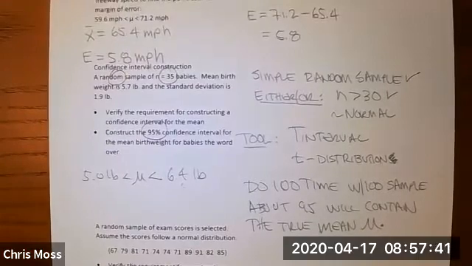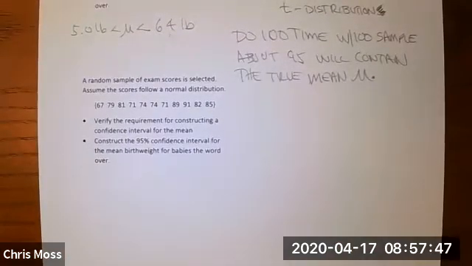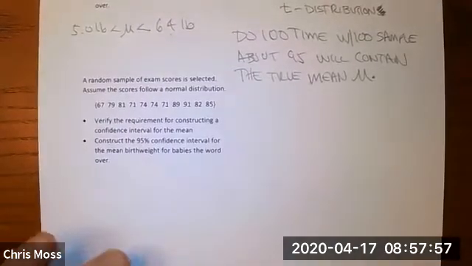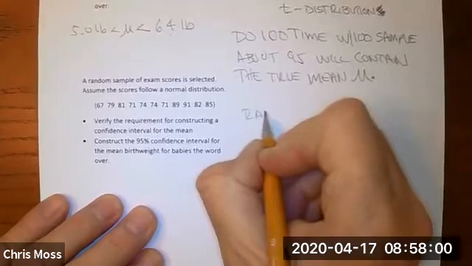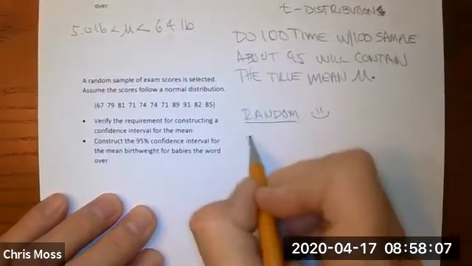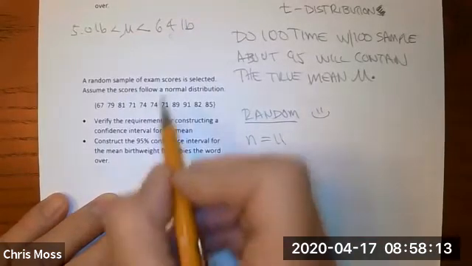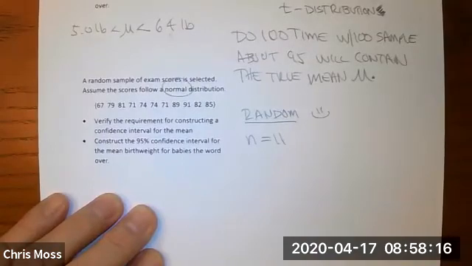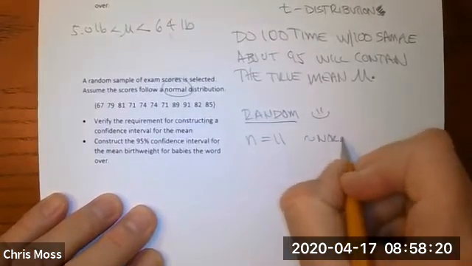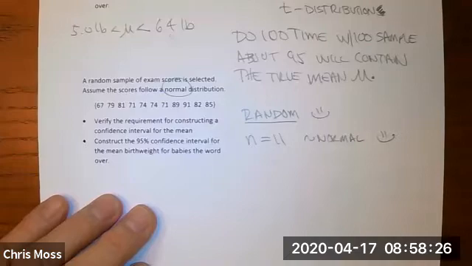Now, let's take a look at a second example. We can also work with raw data. I don't need summary statistics. Here we have random sample scores. We're going to assume that the scores follow a normal distribution. I'm going to check my requirements. I have a random sample, so that's good to go. N is only equal to 11. That's definitely less than 30. However, my population follows a normal distribution, so it's approximately normal. And that requirement is also met. So now we can go ahead and work the problem.